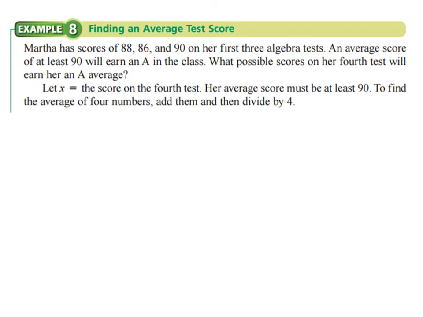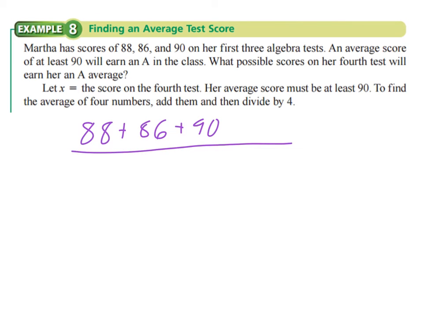Here's a good example of a classic standardized test question. We've got Martha here. She's got scores so far of 88, 86, and 90 on her first 3 algebra tests. An average score of at least 90 will earn an A in the class. So what possible scores on her 4th test will earn her an A average? So let's see, we've got scores of 88, 86, and 90 on those first 3. So if we were going to average those, we would just divide by 3.